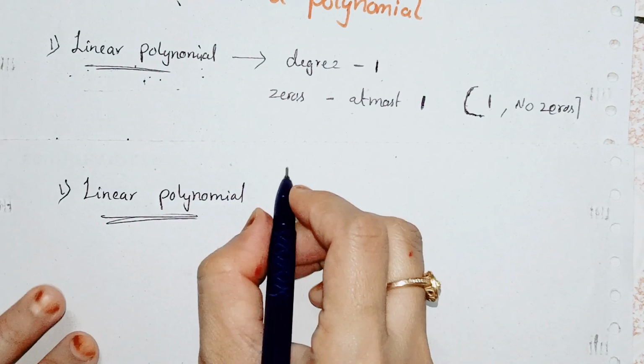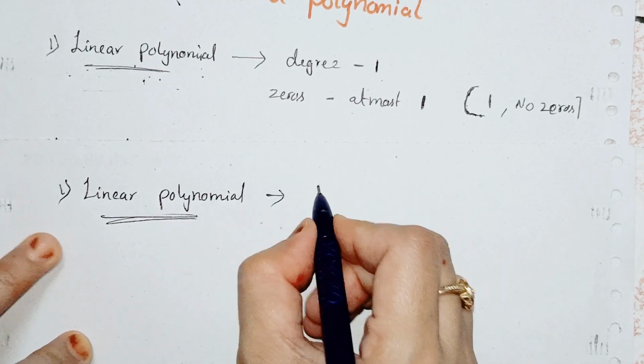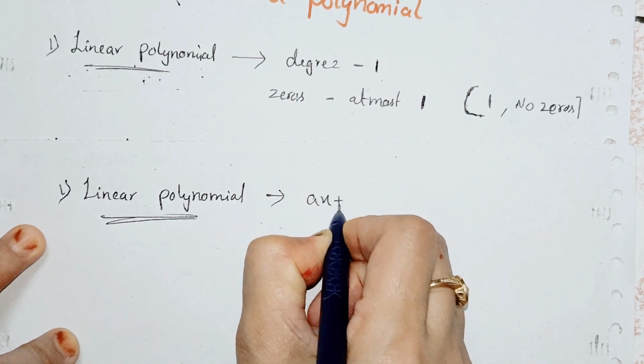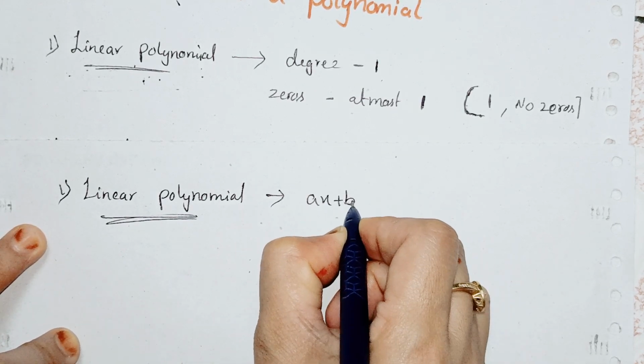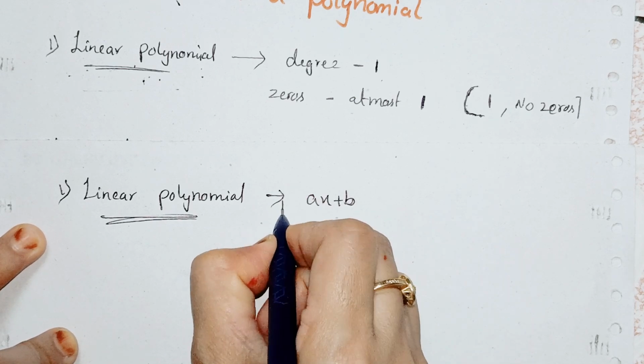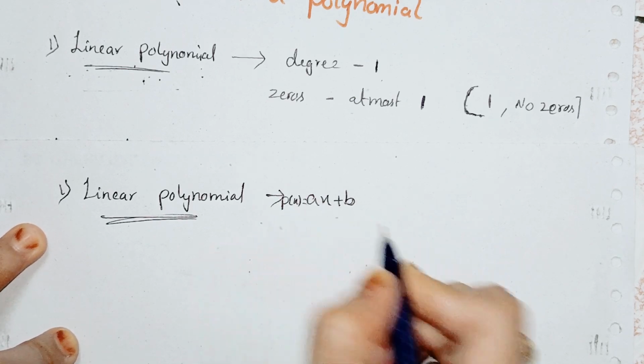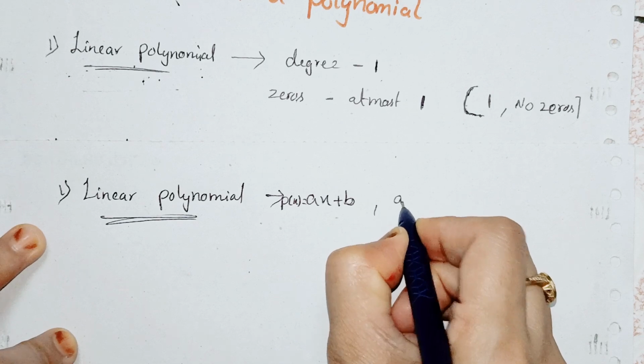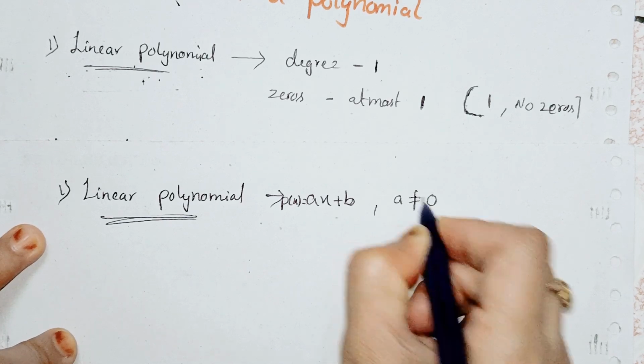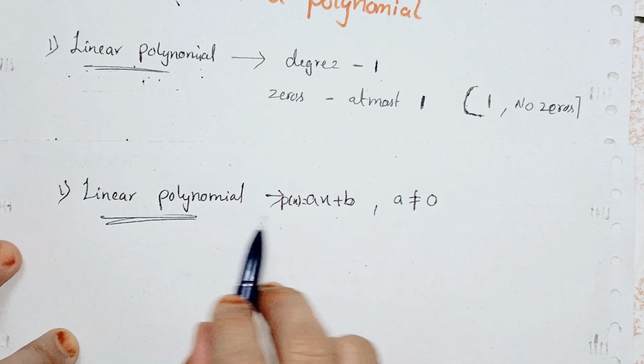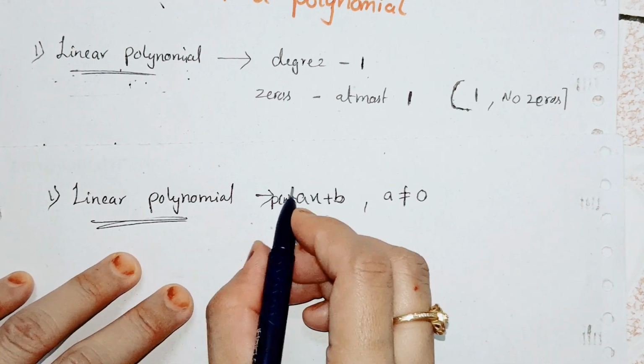What is a linear polynomial? The general form of a linear polynomial is ax plus b. So a linear polynomial is p of x equal to ax plus b, where a is not equal to 0. This is the general form of a linear polynomial.